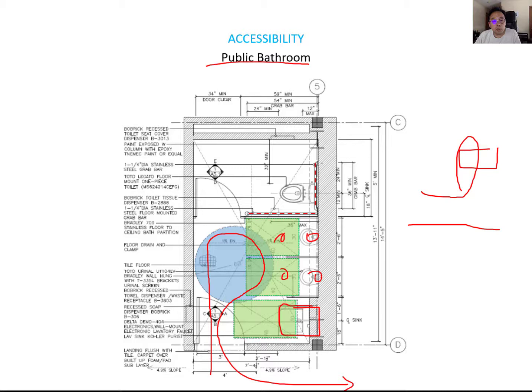And then you need a grab bar. But we will talk about this one later. You don't need to worry about it right now. And then when you're designing the toilet space, you have to meet all these dimensions.